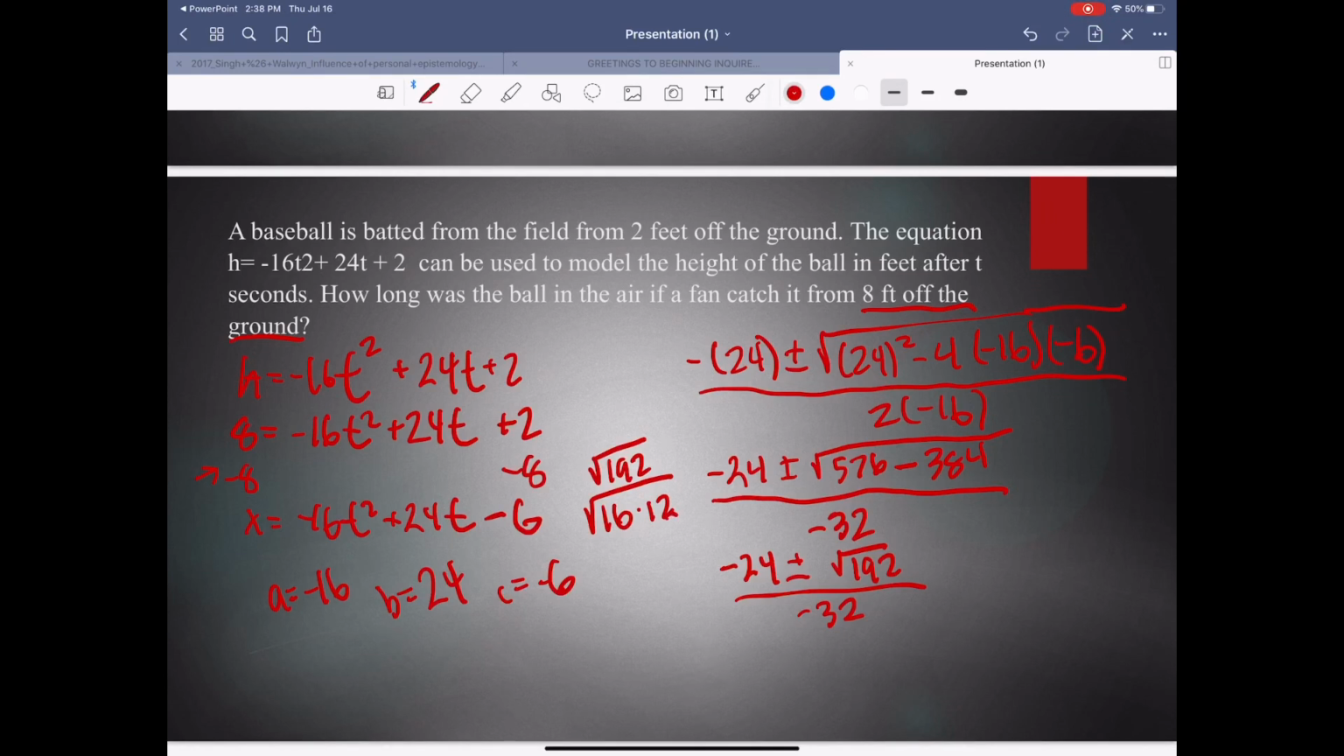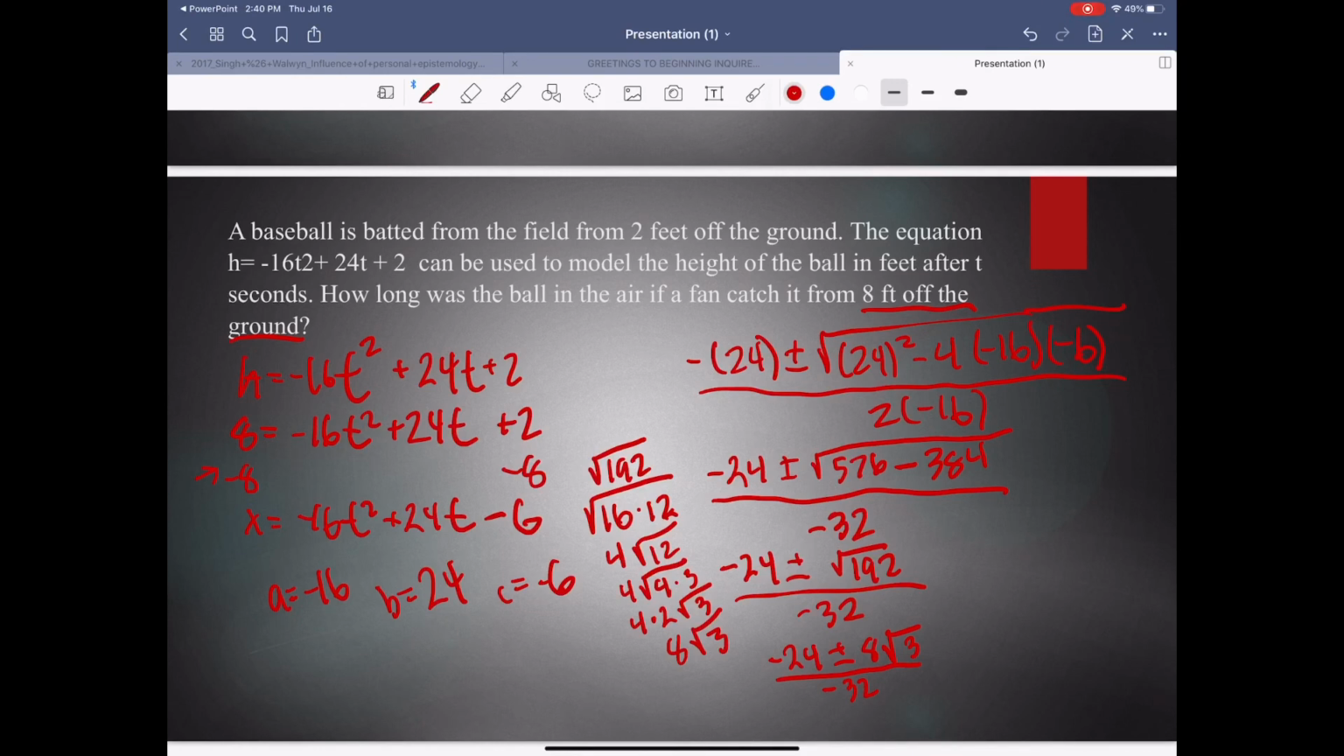So now I could take the square root of 16, which gives me 4 times the square root of 12. Then inside 12, I could still break that down to 4 times 3. And I could take the square root of 4, which gives me 4 times 2 times the square root of 3. So 8 square root of 3 would be the simplified radical. So I have negative 24 plus or minus 8 square root of 3, all this divided by negative 32.